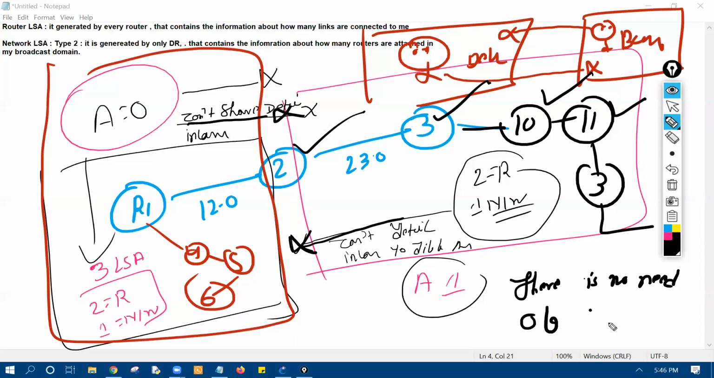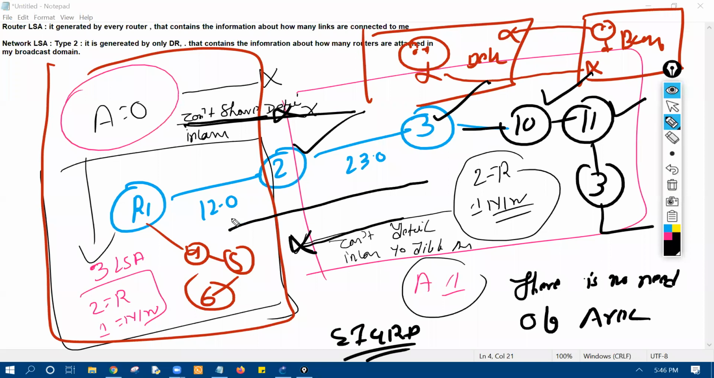Then it will become EIGRP. Why have we introduced the area concept? To reduce the overhead, to reduce the burden on the router, to improve the performance. If I share the complete information with you, and this router shares the complete information with me, then it will behave like EIGRP. All the routers have complete information.